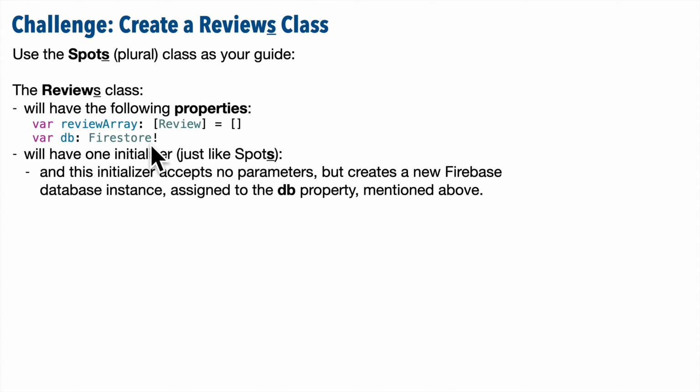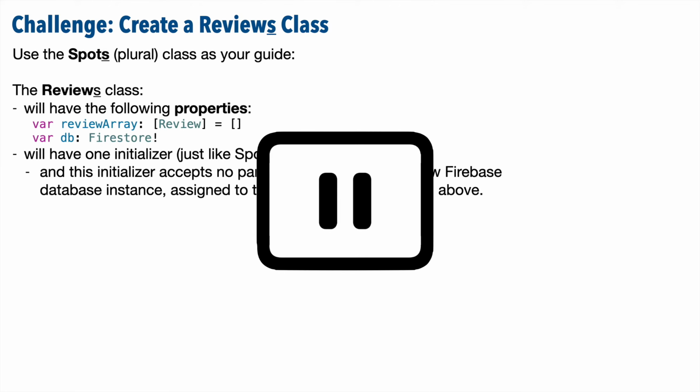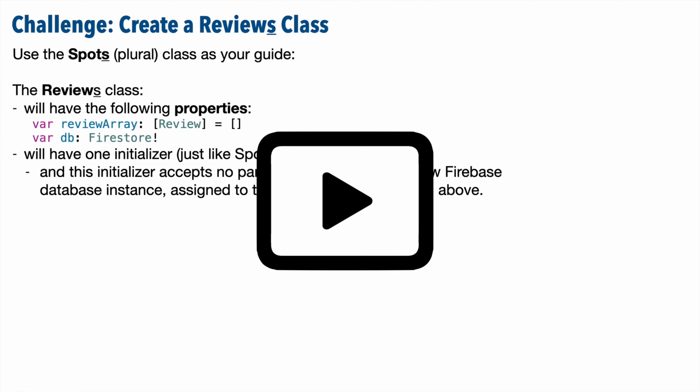Now at this point, all I want you to add is one initializer. That's the initializer that you've got just like inside of Spots. This initializer accepts no parameters, but it creates a new Firebase database instance and assigns this to the db property mentioned above. So why don't you pause, give it your best shot, and let's look at the solution. I know you got this.